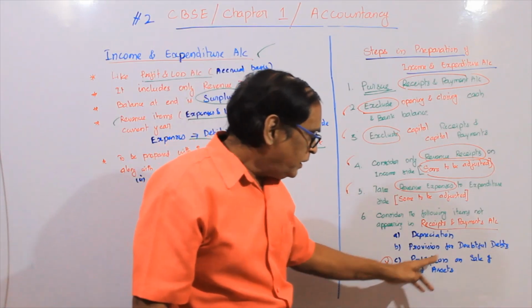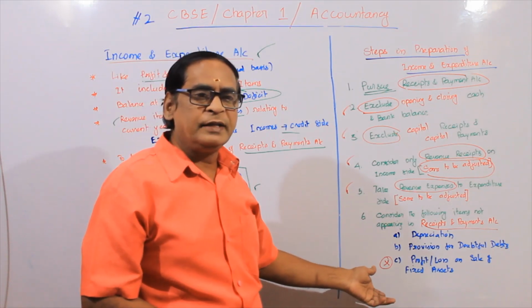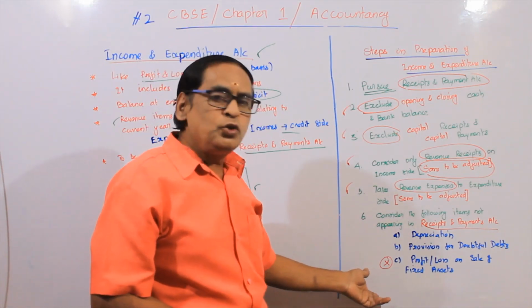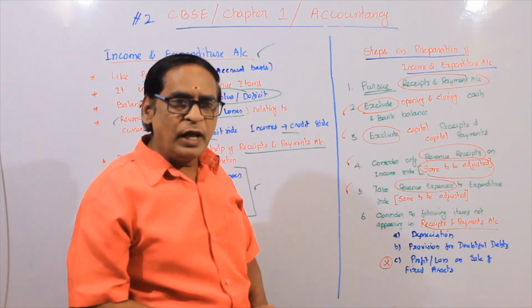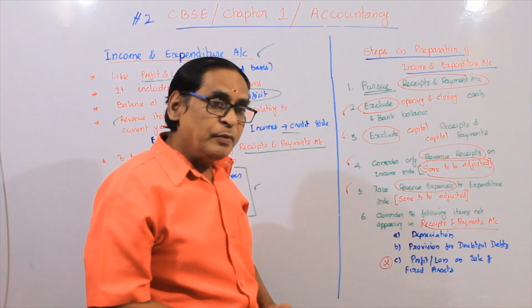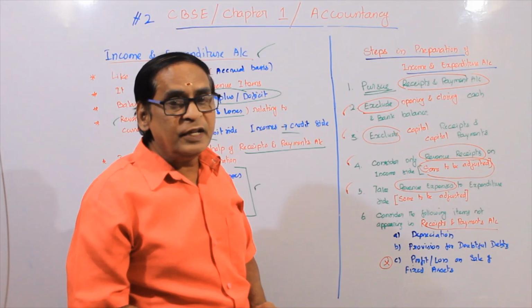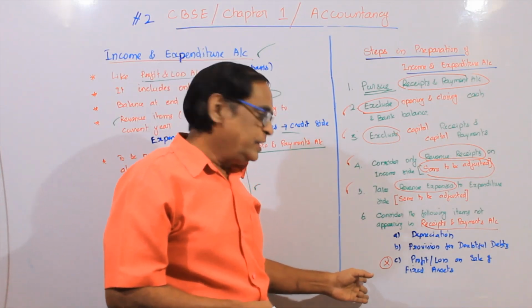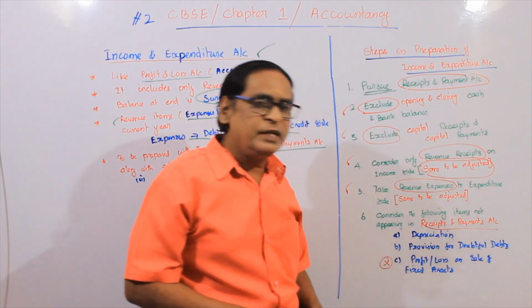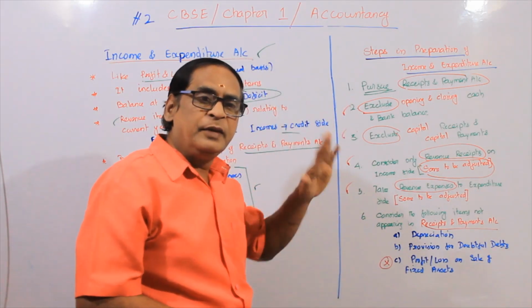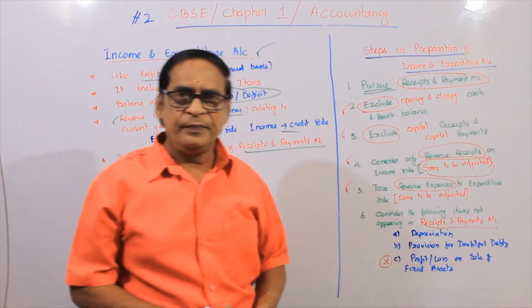And then there is profit or loss on sale of fixed assets, in case of a capital receipt or capital payment. For example, a car costing 5 lakh rupees has been sold for 4 lakh rupees. So there will be a loss. How much? 1 lakh rupees loss. Which side will it come on in the income and expenditure account? If it is a profit, it will be on the credit side. If it is a loss, it will be on the debit side. So either a profit or a loss on sale of fixed assets will have to appear on either the debit side or the credit side of the income and expenditure account. Clear?